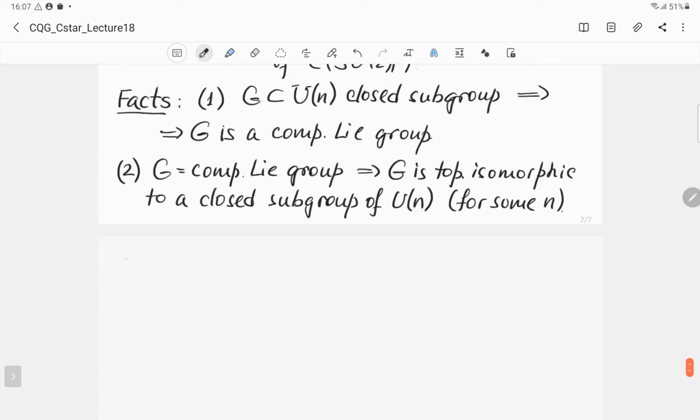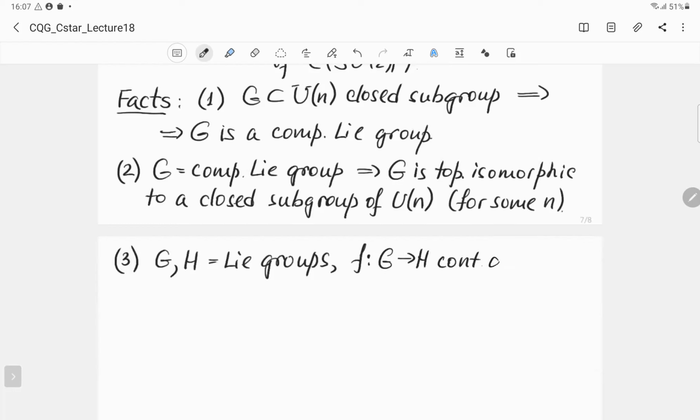And finally, fact 3 is that if we have two Lie groups, G and H, and a continuous group homomorphism F from G to H, then F is smooth automatically.